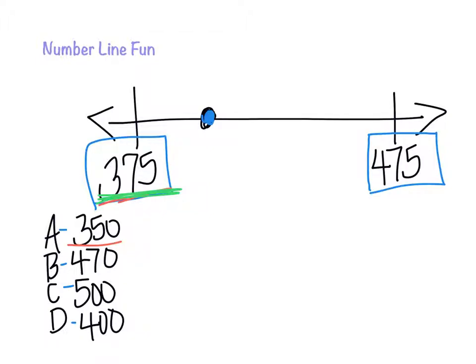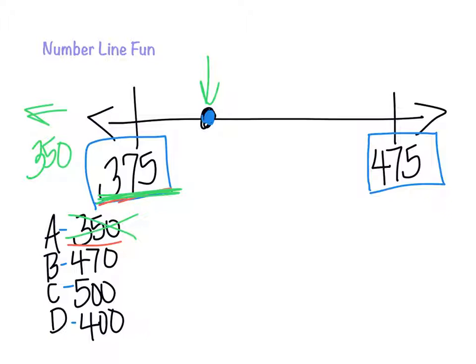Absolutely right. It is less than 375, which means it would be way over here, away from the number line itself. It's not even on my number line because it's less than. So there's no way that it could represent this dot. Doesn't make sense. So 350 automatically I will cross out. Cannot be this dot inside my open number line.